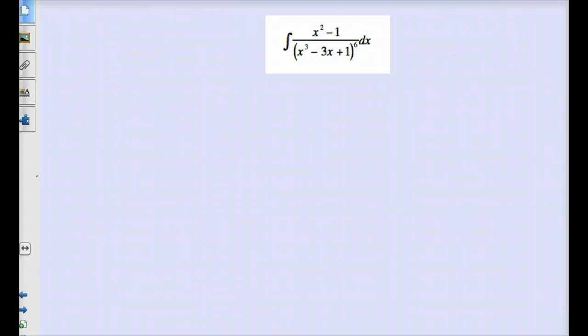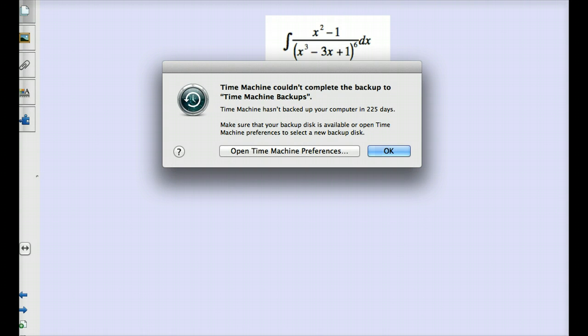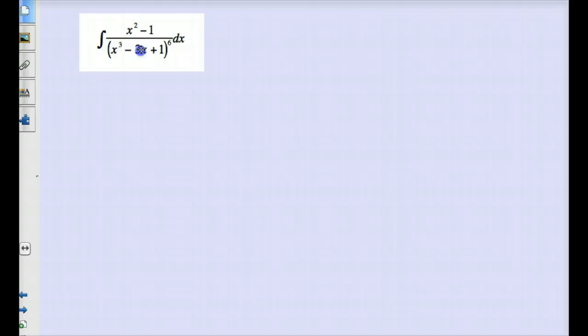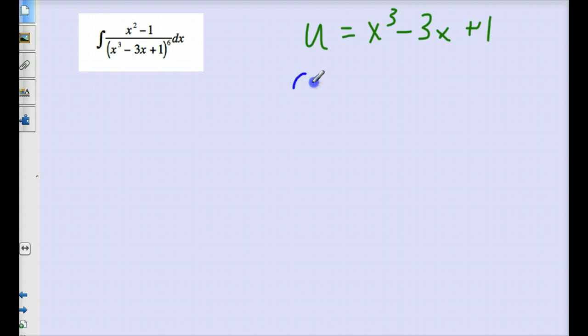All right, let's take a look at the next one. And in here you notice I have two functions. Just like in the chain rule, I want to make sure I pick what is in parentheses. And in this case, my u is going to be this x cubed minus 3x plus 1, since that's what is in parentheses. I then take my du, and I get 3x squared minus 3 dx, right?